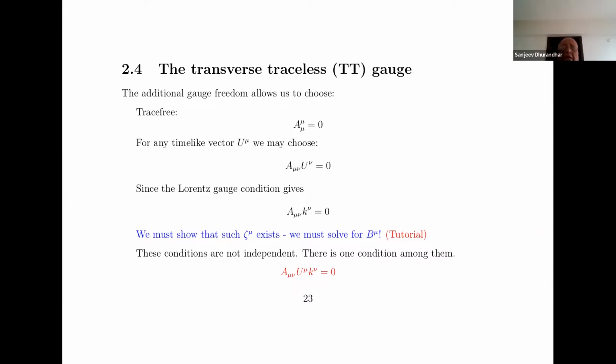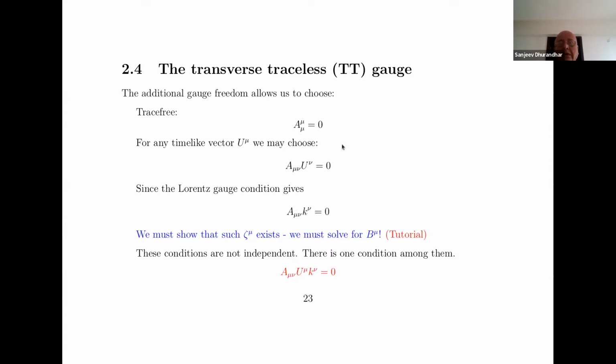So this can be just the tangent or the four velocity of the observer, or it may be the detector. You can choose the u mu to be the four velocity of the detector. So what you get is these things which are there. And already we have the Lorentz condition, a mu nu k nu is equal to zero.